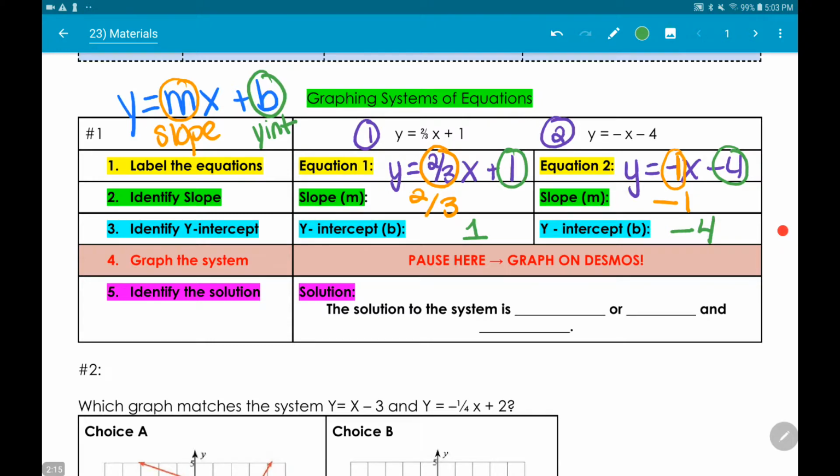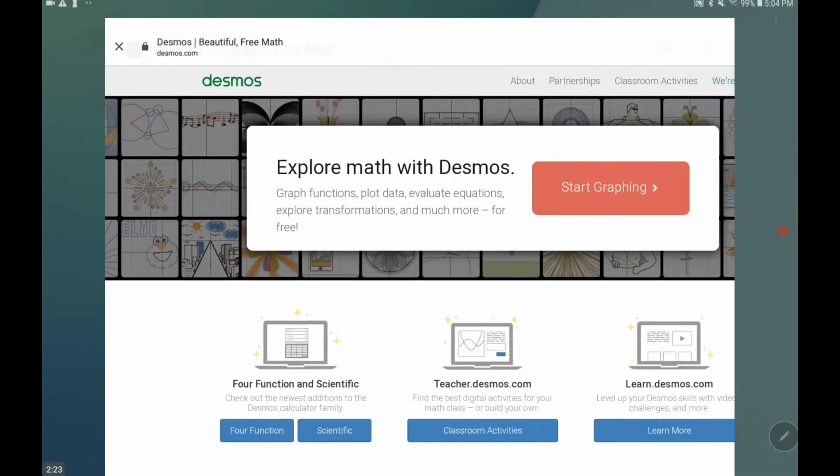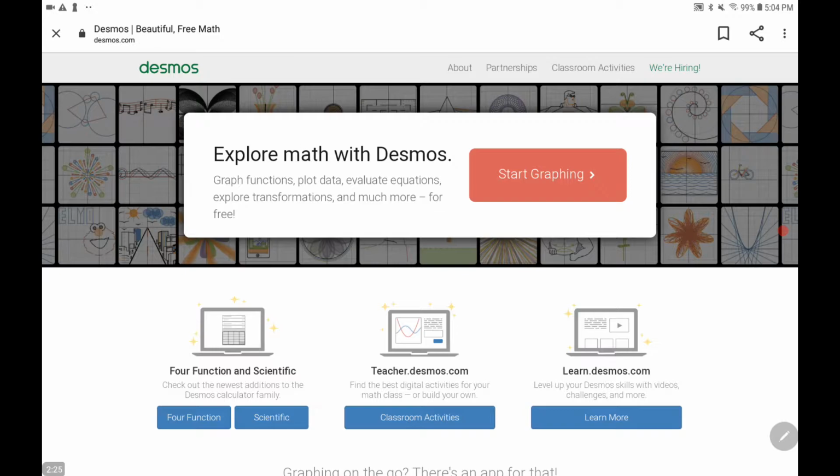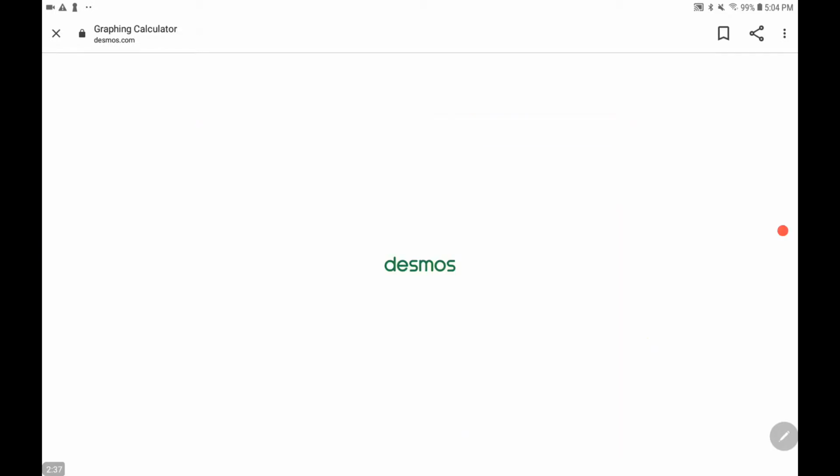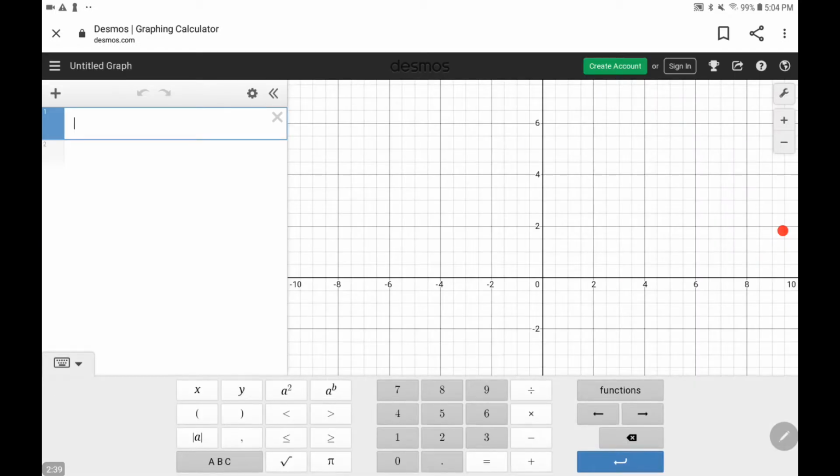All right, so now we would graph it normally by hand. But you guys don't have graphing paper, so we're going to show you this cool graphing program. So we're going to go to desmos.com. So when you're on your computer, that's what you're going to type in. Now, once I get here, I'm going to hit Start Graphing. All right, and now it's loading.